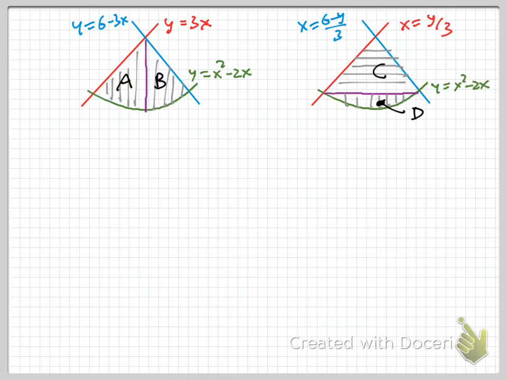Moving on, we have example number 2. Once again, there are 3 curves. I want to do it in 2 different ways. On the left-hand side, I want to do it with vertical slicing, parts A and B, whereas on the right-hand side, I want to do it with a mixture of horizontal and vertical slicing.